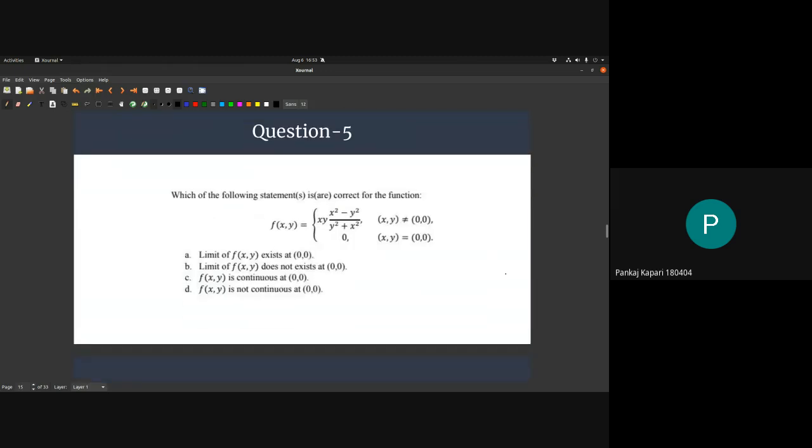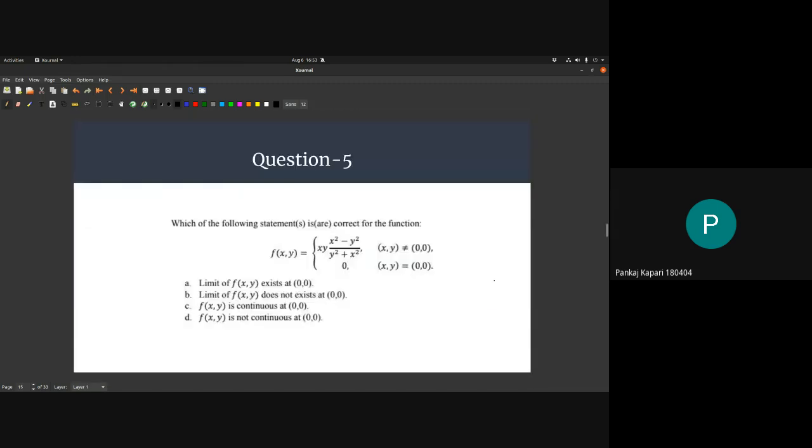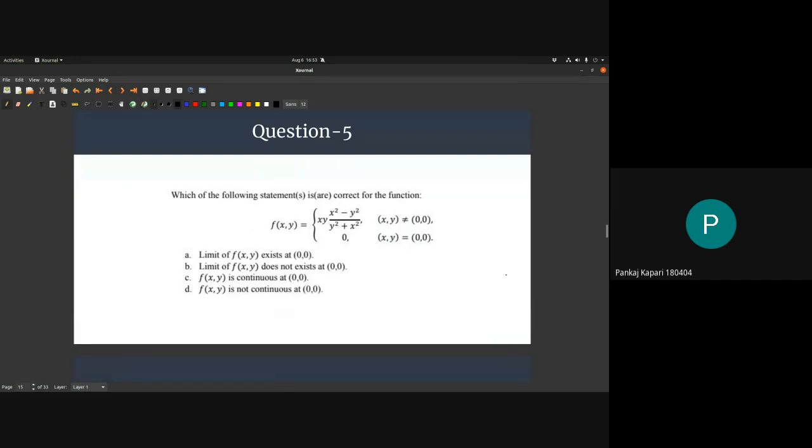Let's move to the last problem because we don't have much time. I had other problems also. In this particular problem, you have to choose the correct answer out of these four.